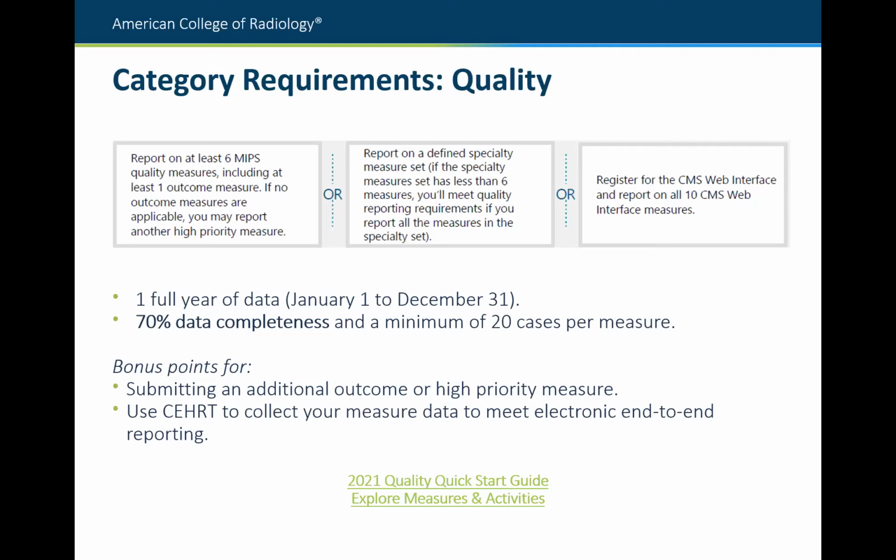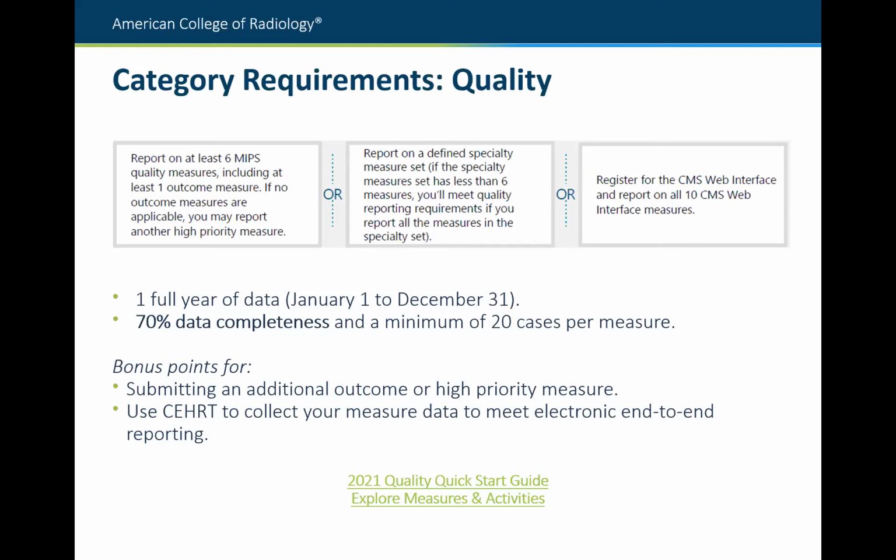All right, the category requirements for the quality performance category are similar to last year. You have to report at least 6 MIPS quality measures, including at least 1 outcome measure or a high priority measure if you do not have an outcome measure. Or you can do 1 defined specialty measure set. You would have to report all the measures in that set. Or you could register for the CMS web interface and report on all 10 CMS web interface measures. I will say that this interface is going to sunset in 2022. So this is the last year that you could use that submission if you are interested in doing that.